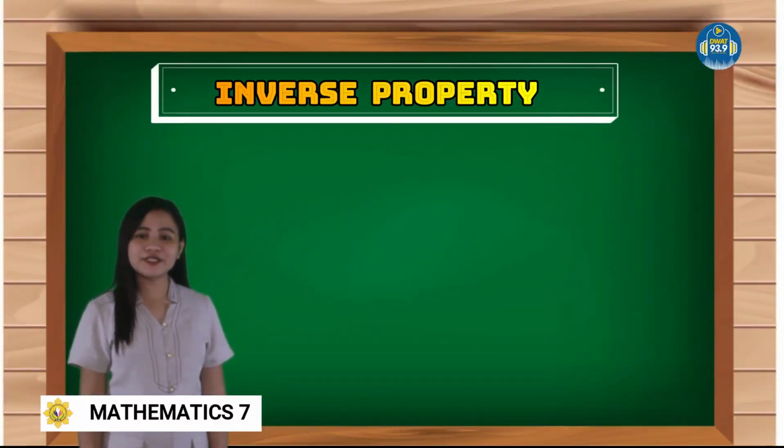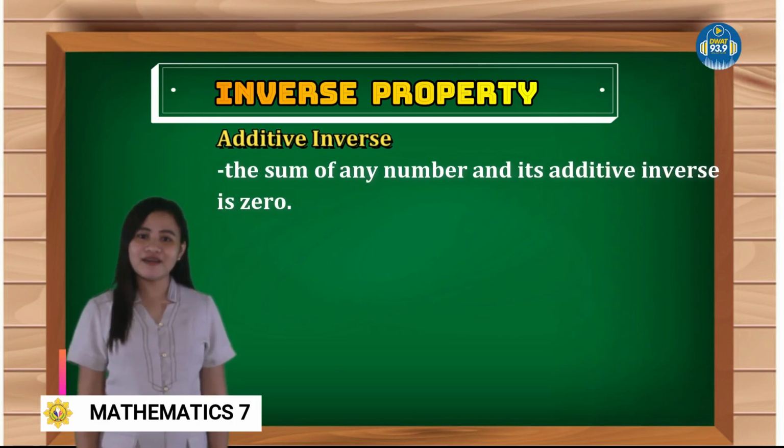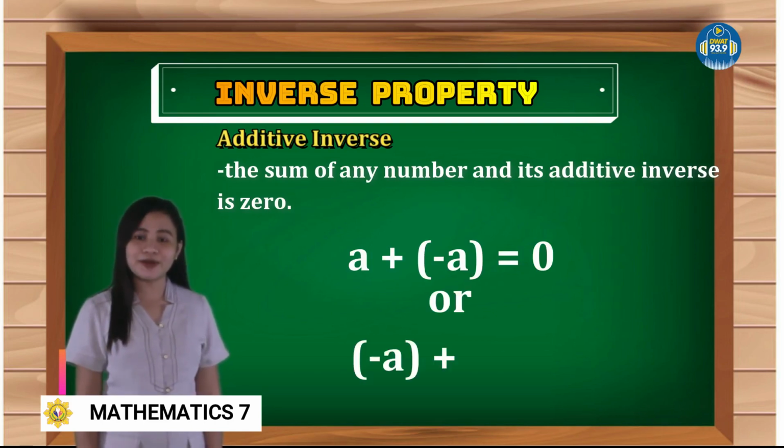Lastly, we have inverse property. It involves additive and multiplicative inverse. In additive inverse, the sum of any number and its additive inverse is 0. The additive inverse of a positive number is the negative of that number. That is, A plus negative A is equal to 0. And the additive inverse of a negative number is the positive of that number. That is, negative A plus A is equal to 0.